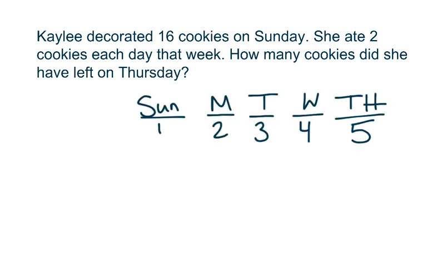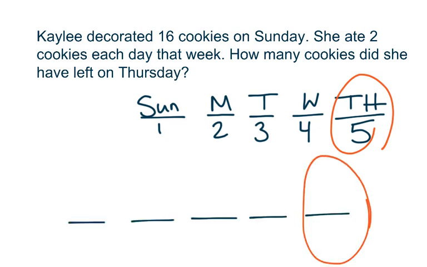So we have Sunday, which is going to be our first term, Monday is going to be our second term, Tuesday is going to be our third term, Wednesday is going to be our fourth term, and then Thursday is our fifth term. So that's what we're looking for. So go ahead and set up your pattern. She is starting with 16 cookies on Sunday, and then she's eating 2 cookies each day that week. So if she's eating them, what's going to happen with our 16 every single day? And figure out how many she has on the fifth term, which is going to be Thursday.